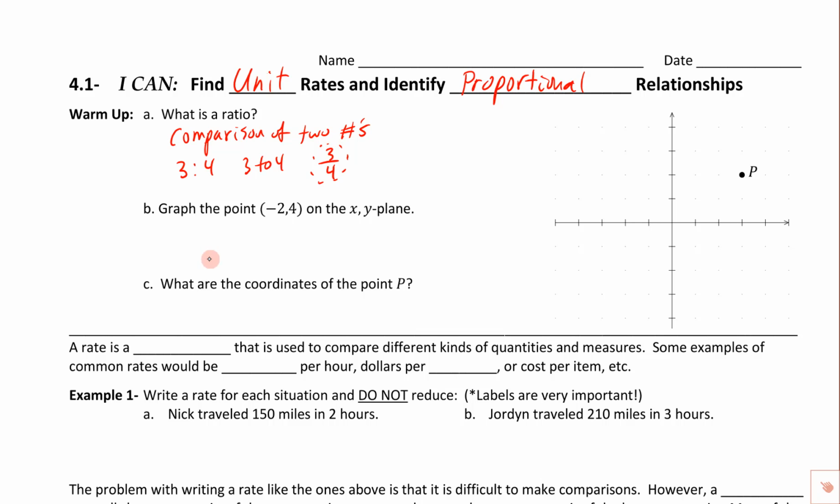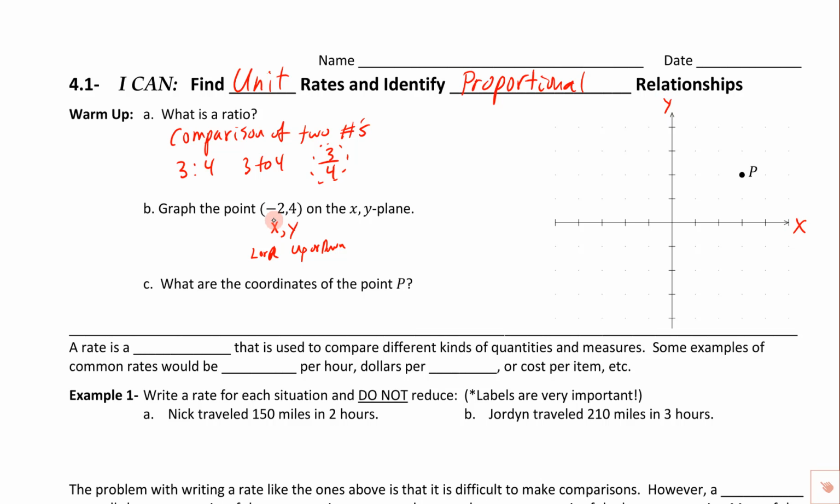Next one, again, review. Graph the point -2, 4. So we've got the xy plane here. Remember, the x is always first and the y is always second. This means we're going to either go left or right. Let me write left or right. And this is going to be up or down. And that's from the origin, and the origin is right here. So remember, the x-axis is right here, the y-axis is right here.